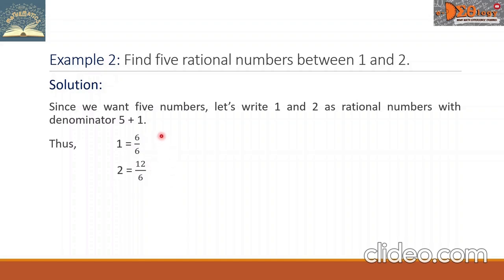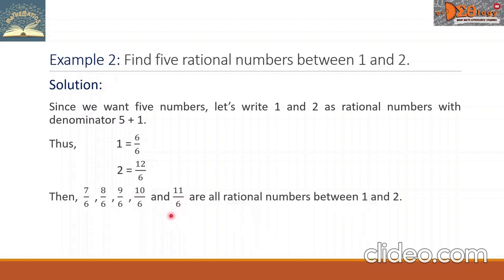Then, for the numerators 6 and 12, let us consider the integers between 6 and 12, and write them as numerators for new fractions, using the number 6 as denominator. That will be 7 over 6, 8 over 6, 9 over 6, 10 over 6, and 11 over 6. These are all rational numbers between 1 and 2.